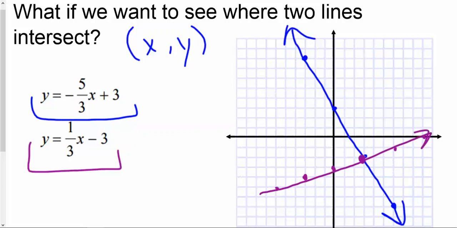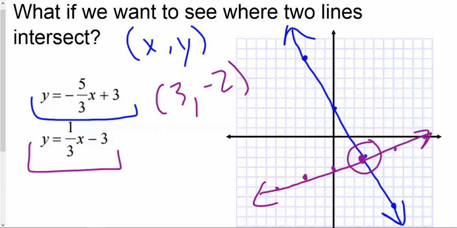And very clearly, we see our solution to the system of equations. The solution would be (3, -2). That's where these lines intersect, so that is the answer to the system of equations.